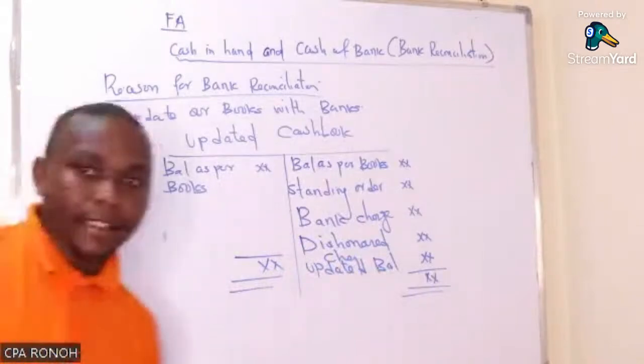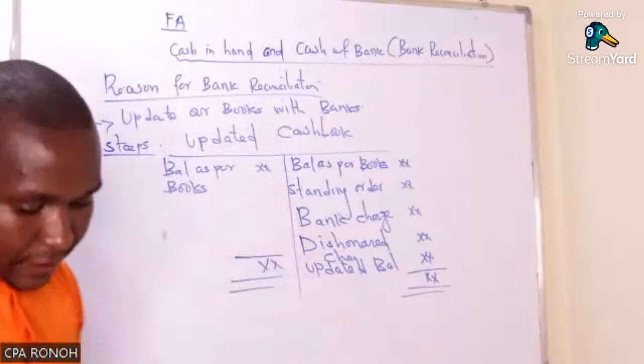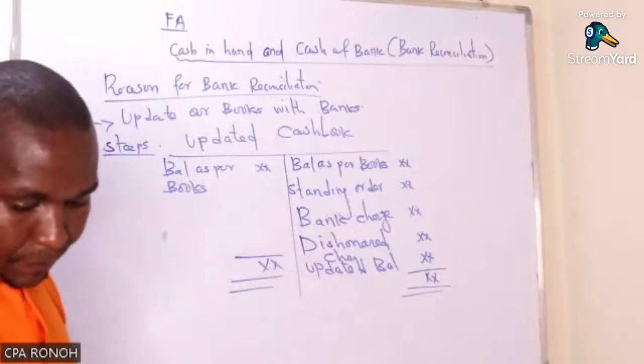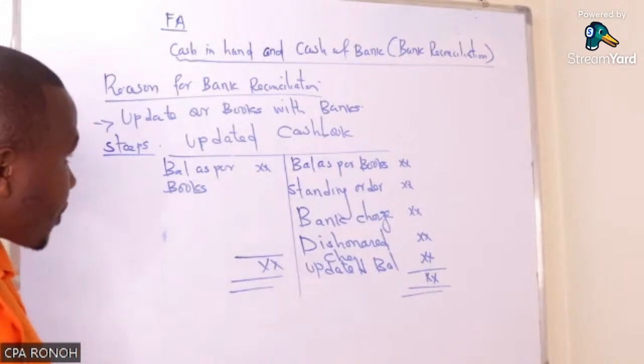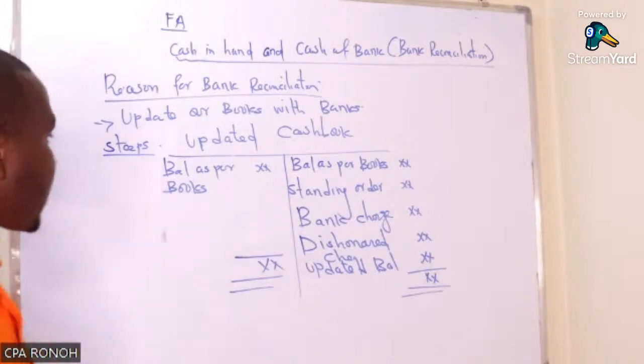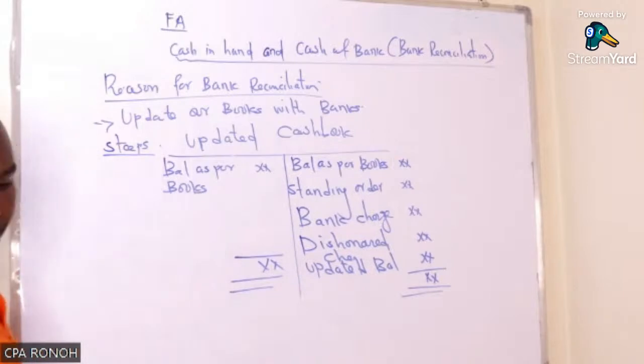That is to open the updated cash book. Make sure you write down this. Make sure you write down that. Then you can ask.